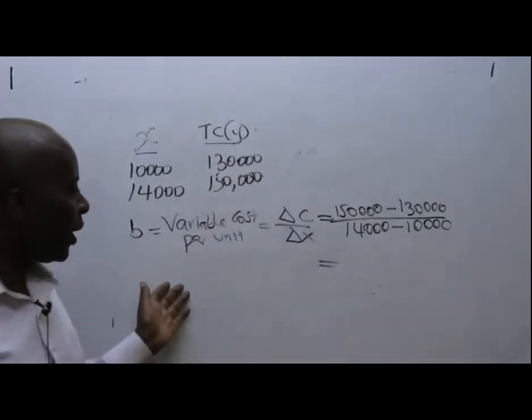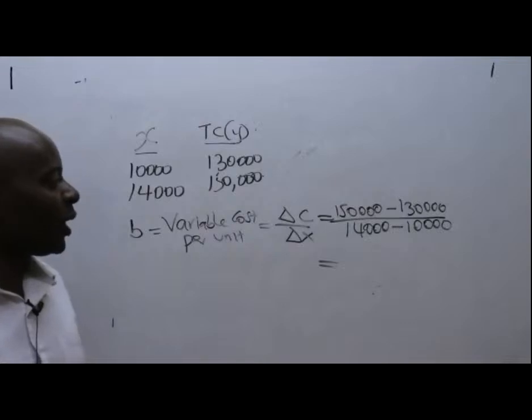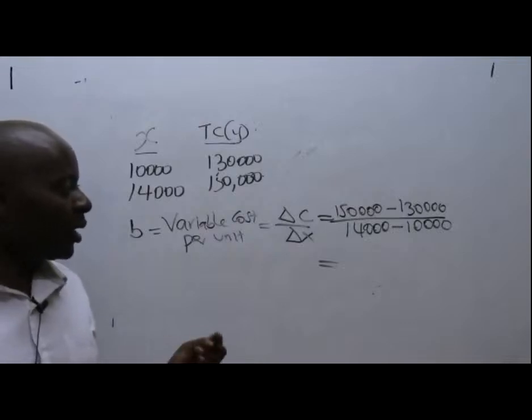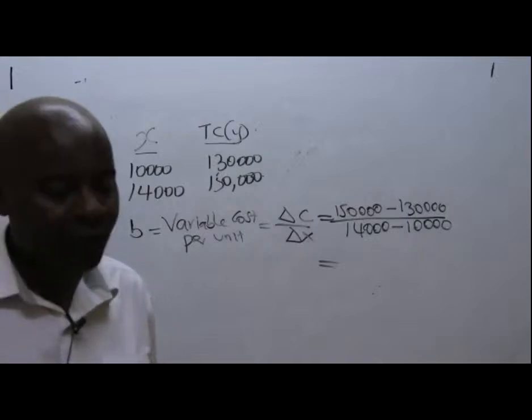Remember, B is the gradient. If you remember our straight lines concept, B is the gradient. So once I have the gradient, I'll be able to talk about variable cost per unit. Please give me an answer. I can see answers here: 5. Thank you very much.